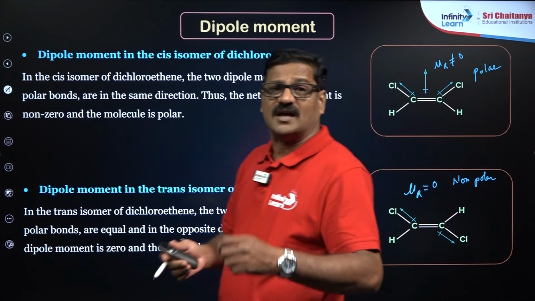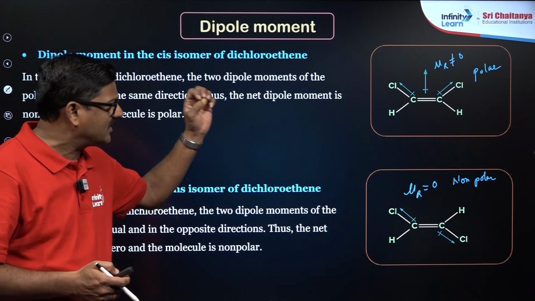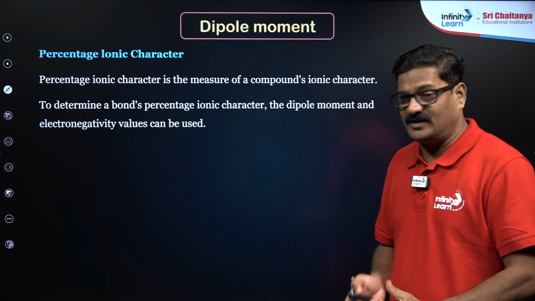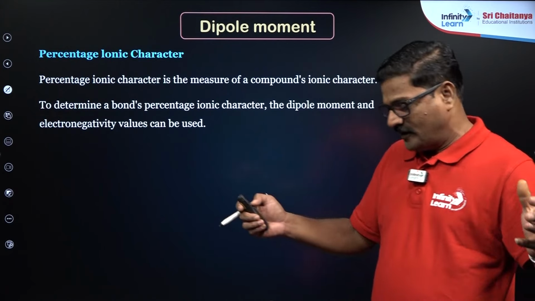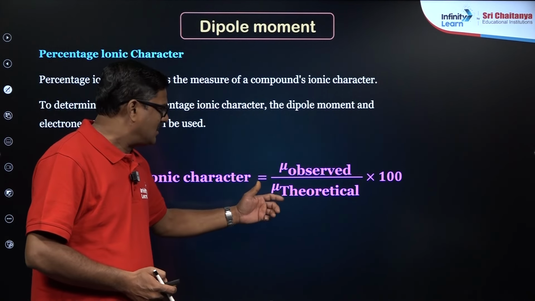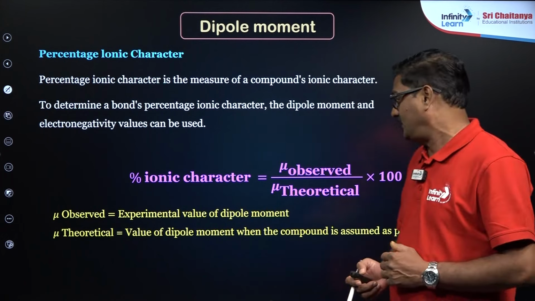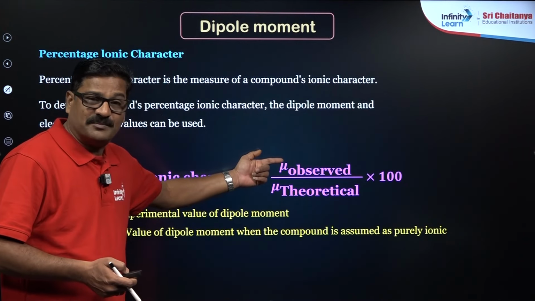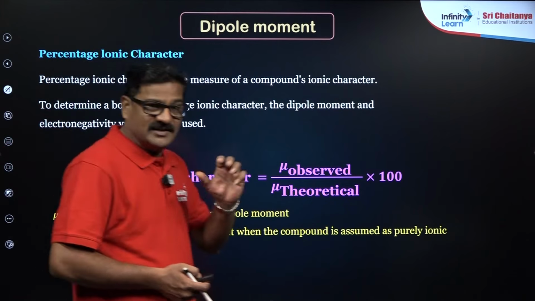In organic chemistry also, the dipole moment is extremely important, so that you can decide the behavior, the polarity, and the physical and chemical properties based on the dipole moment. And also, the percentage of ionic character can be calculated based on the dipole moment and the difference in electronegativity. It's a simple trick I want to give you: the percentage of ionic character is the observed dipole moment upon the theoretical dipole moment into 100. What is the observed dipole moment? That is experimentally identified. What is the theoretical? That is what we expect, which you can calculate. So experimental dipole moment upon calculated dipole moment into 100. Based on that, you can expect an NCERT based question in the NEET examination.